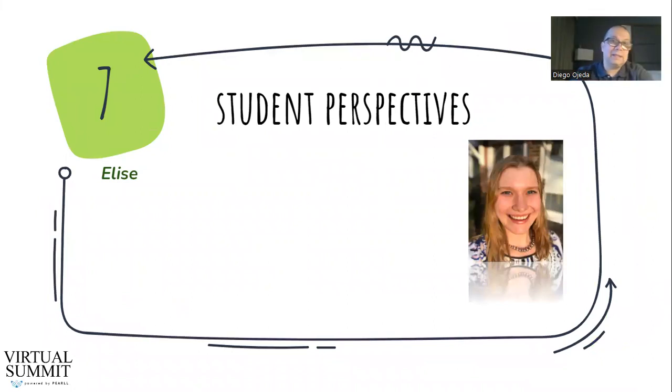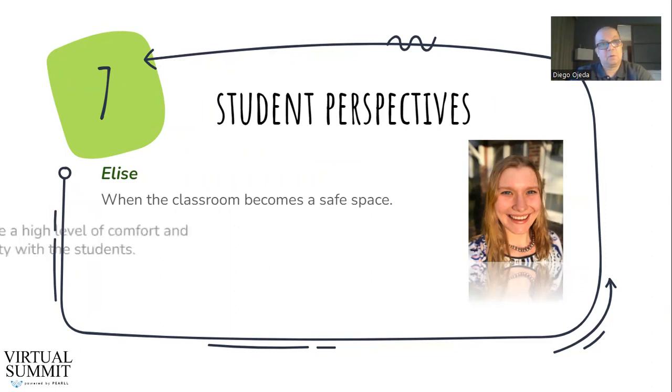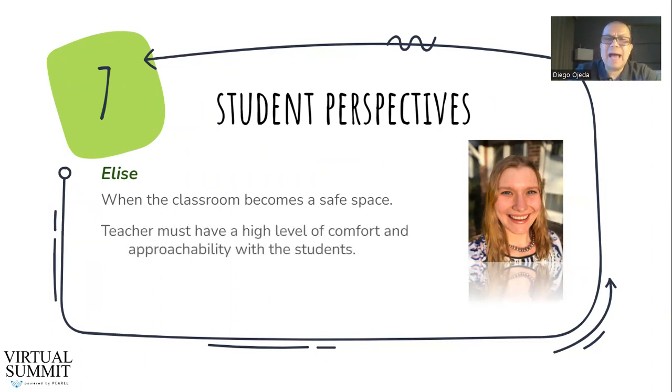To finish, let's look at the student perspectives. So Elise says about being real and genuine in the classroom, I think a genuine classroom is when the classroom becomes a safe space, okay? The teacher must have a high level of comfort and approachability with the students. You need to trust yourself. You need to feel comfortable with who you are in order to communicate that to your students and in order for them to feel that comfort as well.